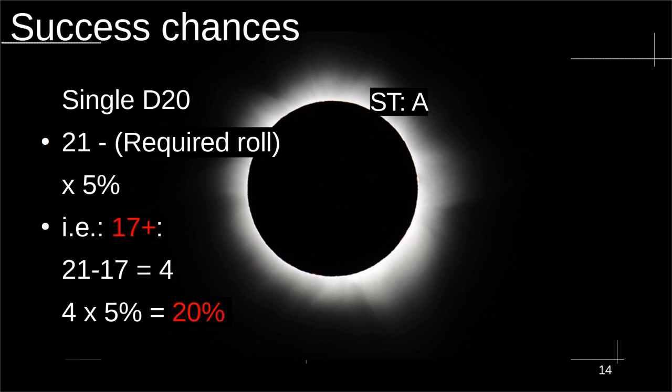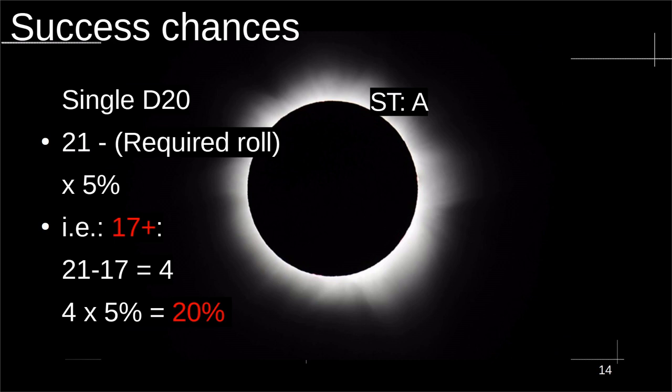Right. An even easier example would be a target number of 11. That would be 21 minus 11 is 10. 10 times 5% is 50%. Right. Half of the numbers are a success, half of the numbers are a failure. Very simple. You can also think of a d20 as each number corresponding to a 5% chance. Rolling a 20 is a 5% chance, just as rolling exactly 1. So rolling 19 or higher, 2 times 5% chance, is a 10% chance, and so on and so forth.